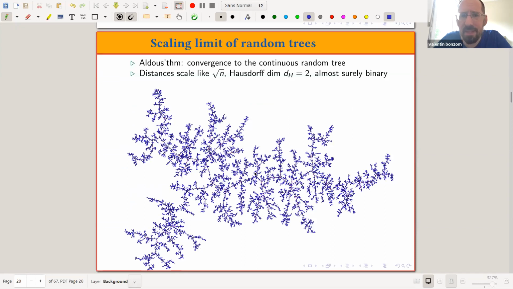Okay, what's the scaling limit for binary trees, or more generally random trees? It's given by Aldous' theorem, which is the convergence of sequences of random trees to something called the continuous random tree, so CRT. So here's a simulation. There are lots of nodes. I can't remember how many, but it's like several thousand nodes. There is a question, Valentin.